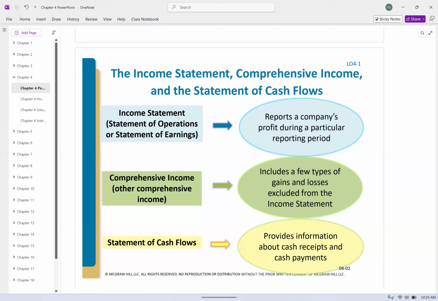Remember, the income statement is our first one. We always have to do the income statement first. Then we do the statement of stockholders' equity because we're looking at corporations. Then the balance sheet, which we talked about in the previous chapter, and then the statement of cash flows. Remember, they have to be done in order. If you are given a problem to do all four, do them in order.